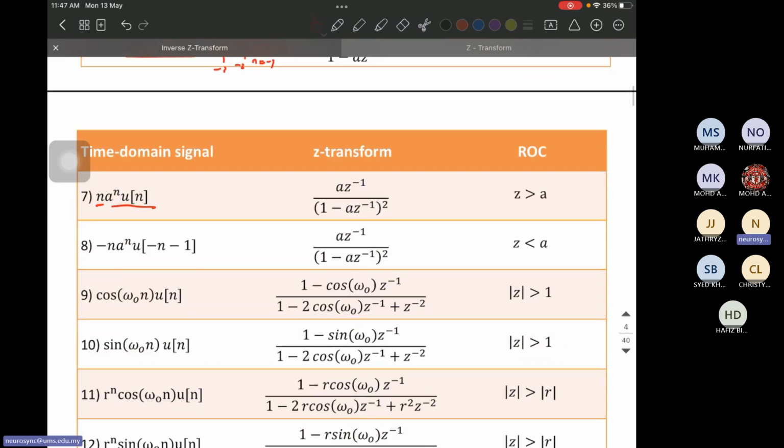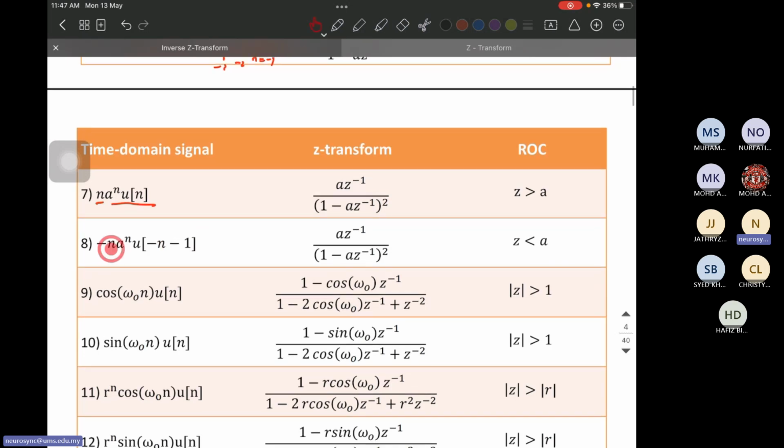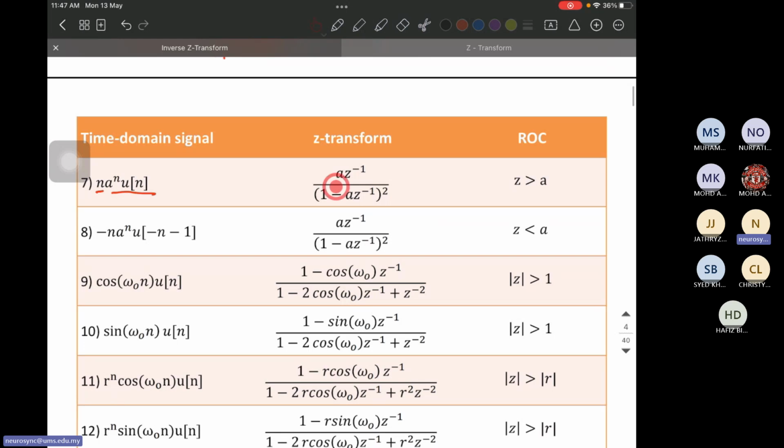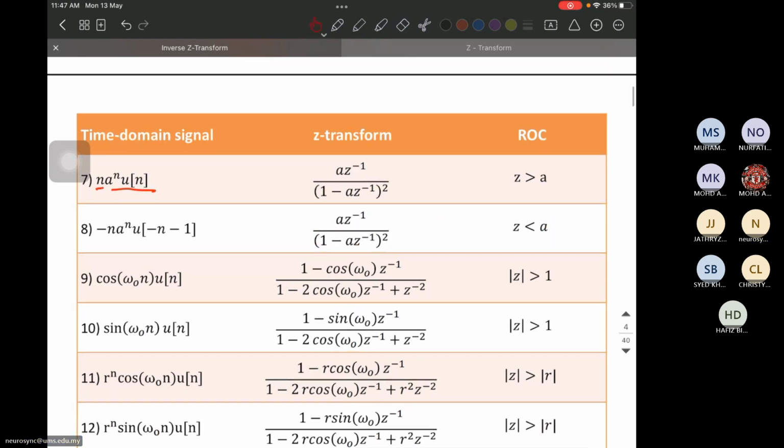Okay, again for the negative sequence signal, if n is multiplied, you also need to take the derivative of that signal. But here you can see this quantity is the same, but the region of convergence is different. Here z is less than a.